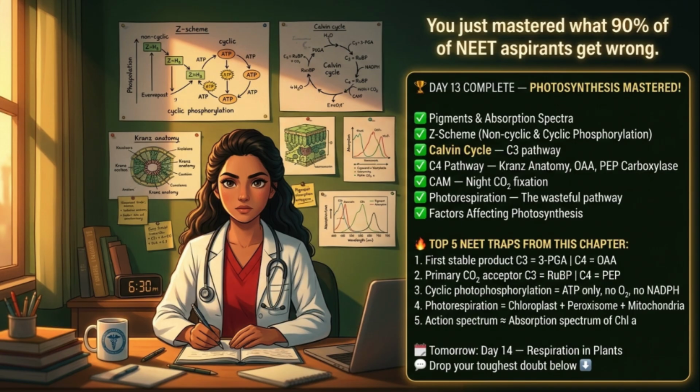Done. Completely. Let's do a rapid-fire recap. Chlorophyll A is the primary pigment, absorbing at 430 and 662 nanometers. Light reactions happen in the thylakoid membranes. PS2 fires first, splits water, releases oxygen. Electrons travel the ETC, build a proton gradient, drive ATP synthesis through chemiosmosis, then reach PS1, which produces NADPH.